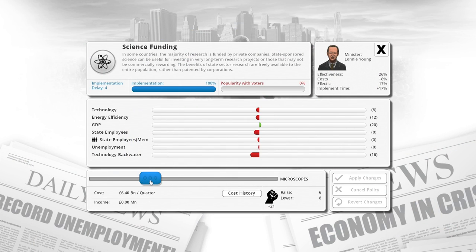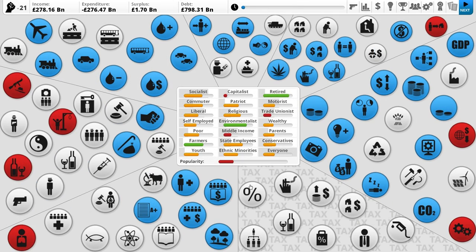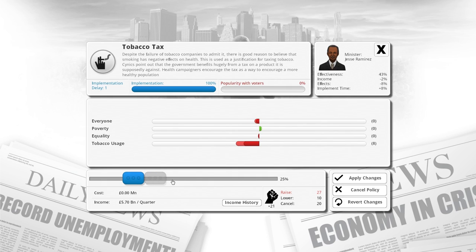We could boost our science funding, up to the particle accelerator. It costs a lot of money, and it boosts our GDP, which is good, state employees, energy efficiency, technology, and reduces the technology backwater. But can we afford it? I'm not sure. I don't want to go too much into debt. We got to do something that's going to make money. Tobacco tax.